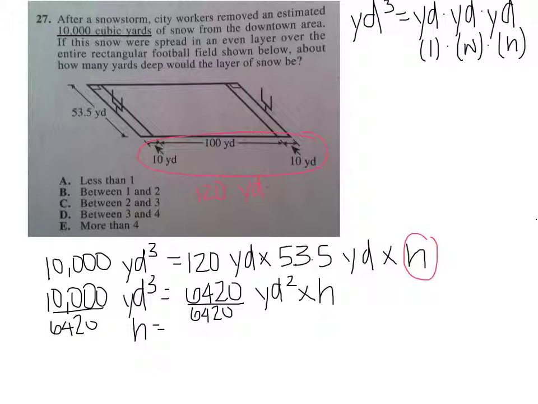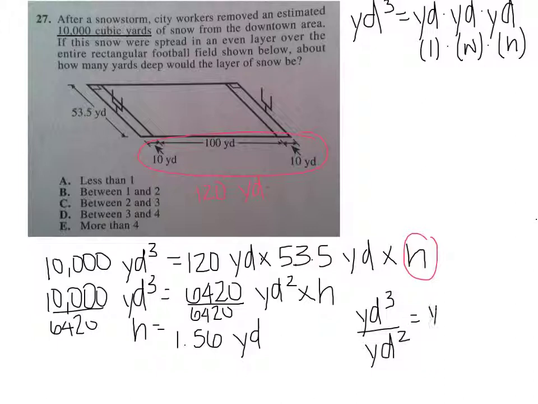So, that gives us 10,000 cubic yards divided by 6,420 yards squared, which gives us about 1.56 yards. And note, you can double check the units here because yards cubed over yards squared.